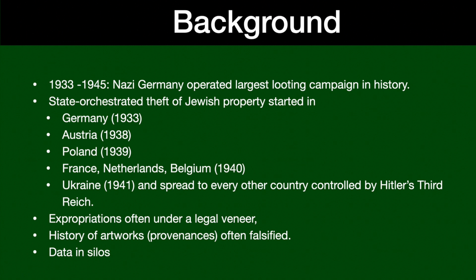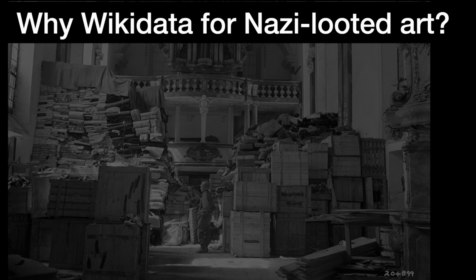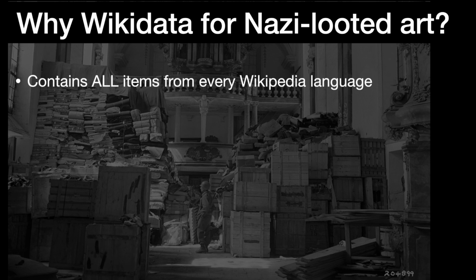So why is Wikidata so interesting for tracking Nazi looted art? Well, first of all, it contains all of the items or entities from any Wikipedia language. And so marginalized people stand a much better chance of existing in Wikidata than they do in, for example, the English language Wikipedia. And then there is the incredible Sum of All Paintings project, which has nearly 1 million paintings from hundreds of different institutions from all over the world in Wikidata.